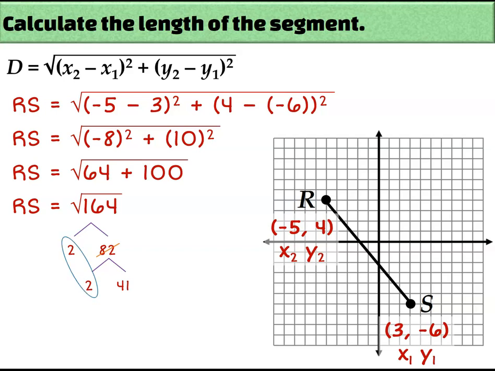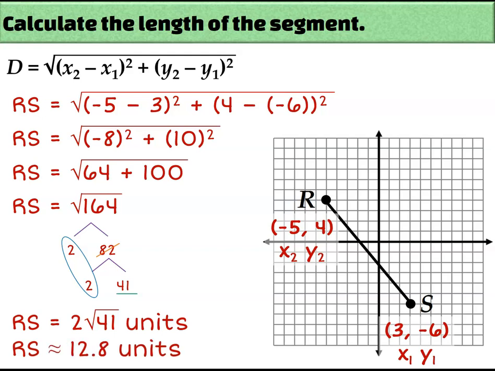Now I look for pairs. I see a pair of 2s, and then whatever's left over, I like to underline it, and then I'll write my answer. If I had a pair, it's going to go outside, and if it's a one that didn't have a pair, a lonely number if you will, that one stays inside. So our S as an exact length would be 2 root 41 units. And if you wanted to type it into the calculator and get an approximate, that would be about 12.8 units.